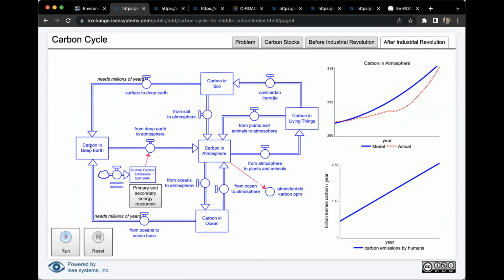So although carbon in deep earth takes a lot of time to go to the carbon in atmosphere, we as humans just increase the emissions happening from here to here by burning fossil fuels. So our aim was to explain to them what is happening, like what we are doing and how it is affecting this model. So it was just opening up the flow rate from here. The valve of the flow? Yeah.